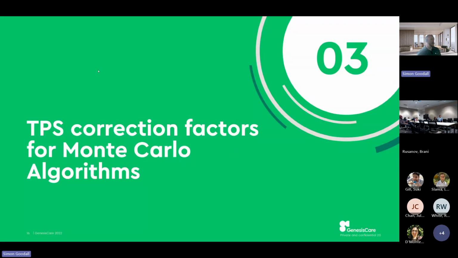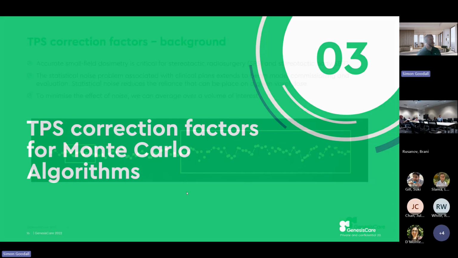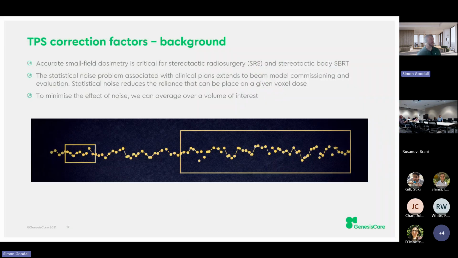Okay, so the next thing we looked at was TPS correction factors for Monte Carlo algorithms. So this one's relatively physicsy, so I apologize for those on the line that aren't physicists, and I'll try and get through this one a little bit quicker.